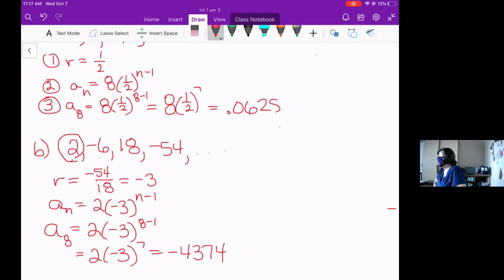You got -4? Yeah, you just did 2 times -3 to the rest of it. You don't necessarily have to put the parentheses. 2 times 3 negative exponent 7. Don't use parentheses. That shouldn't matter. Wait, so which one's right? Now, this one is right.